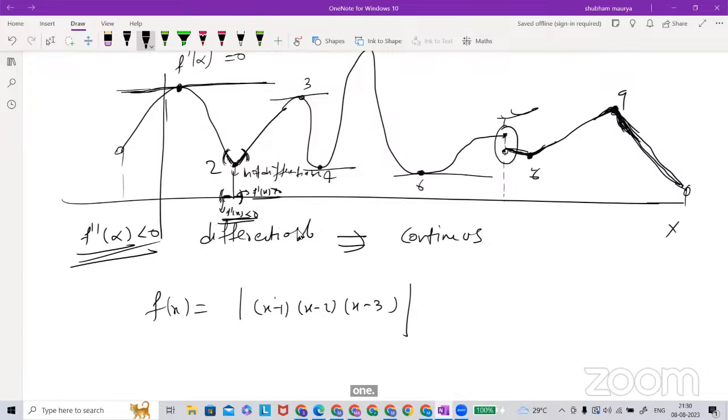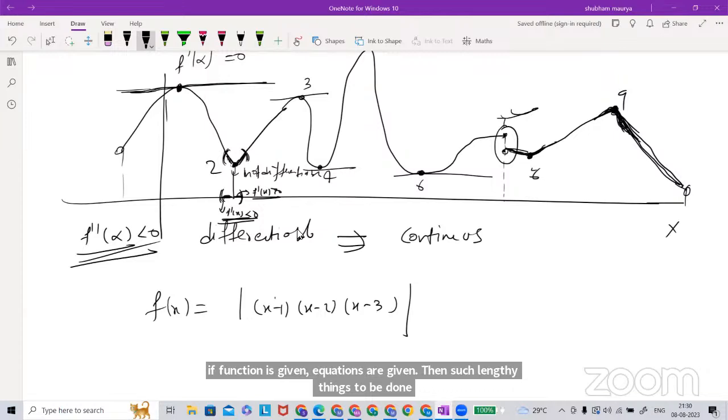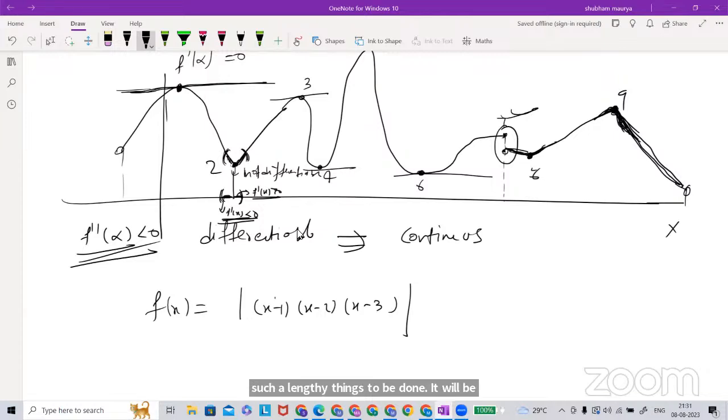Sir, it is a visual question. You have drawn the graph, and based on that we can identify. But if the function is given as an equation, then such lengthy things have to be done. If such a problem is asked, it will carry more marks, and the hint will surely be given, at least a hint, because it is a tougher one that you have to analyze.